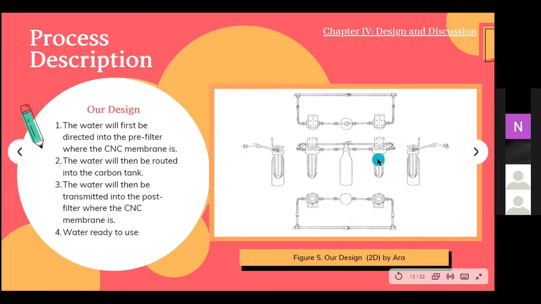The process is similar to the whole house water filter, with the only difference being the process in the pre and post filters, since we now use CNC membrane. In the 5-micron CNC membrane, the water will go through adsorption to bind larger particles from infiltrating the system, and same goes for the 1-micron CNC membrane filter.